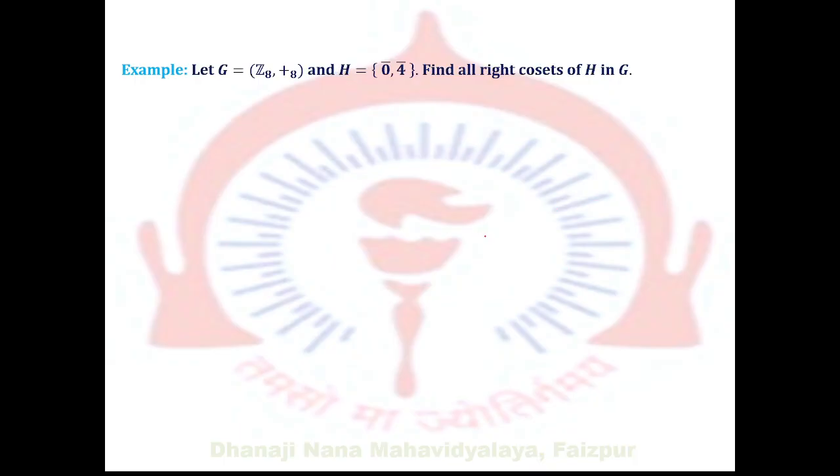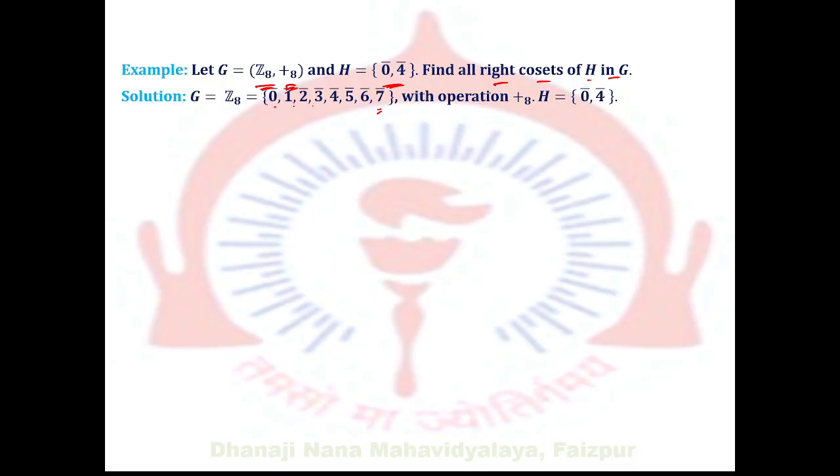Then we have the next example. G is nothing but the set Z8 with operation addition modulo 8, and H is equal to the set containing 0 bar, 4 bar, which is a subgroup of the given group G. Then we have to find all right cosets of H in the given group G. So G is equal to the set containing these 8 elements 0 bar, 1 bar, 2 bar up to 7 bar, with operation addition modulo 8. Note that here the operation is addition modulo 8 and H is equal to the set containing 0 bar, 4 bar.